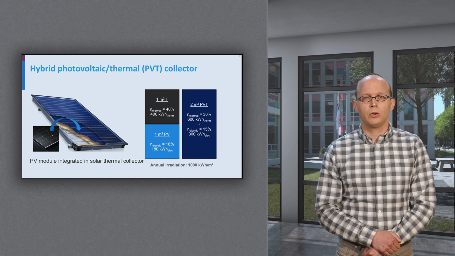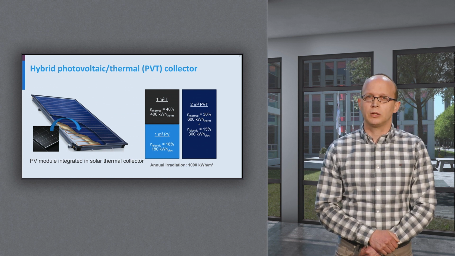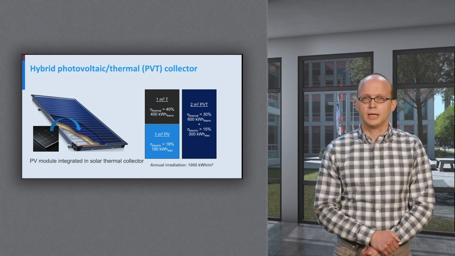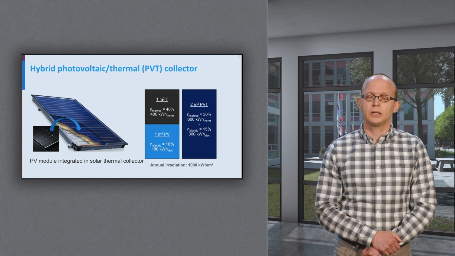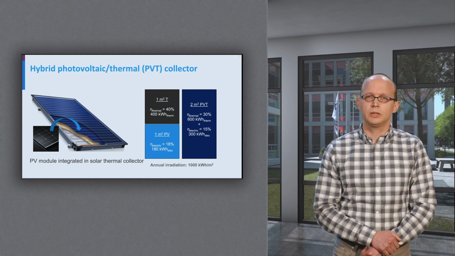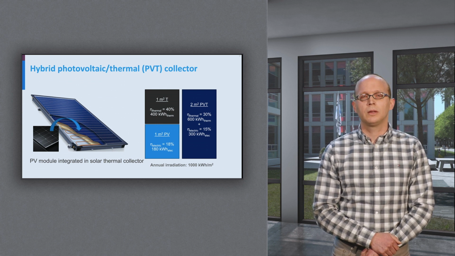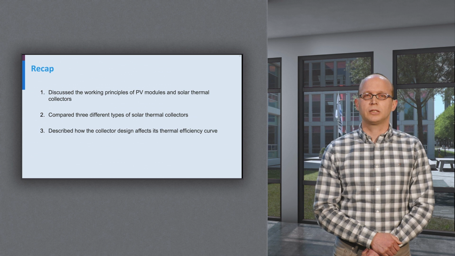However, when we compare on the one hand 1 square meter solar thermal collector next to 1 square meter of PV panel side by side, to on the other hand a 2 square meter PVT panel, then the energy yield of the PVT collector is larger. This means that the hybrid PVT system can be used when both electricity and heat are needed, but roof space is limiting. This brings me to the end of this lecture.